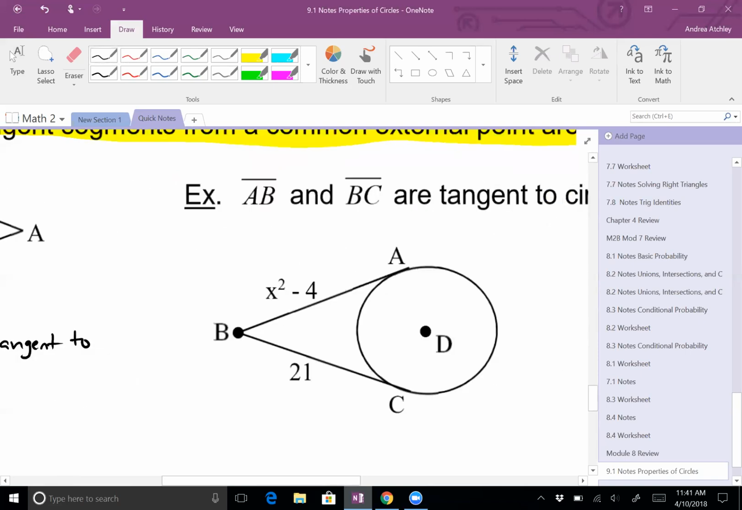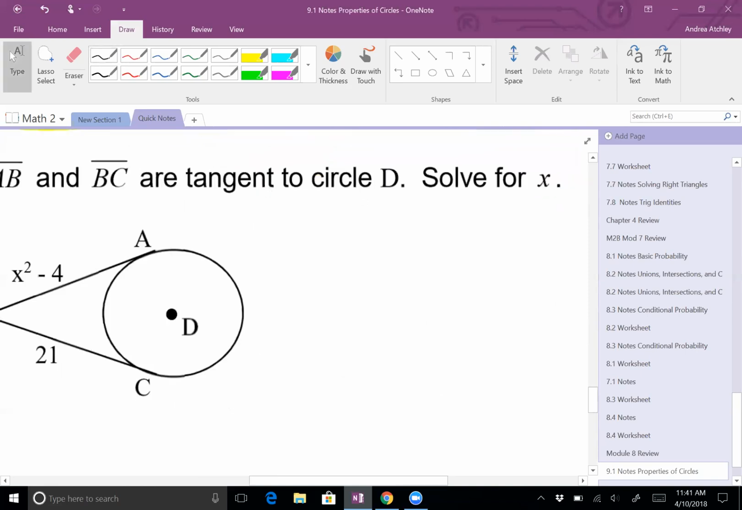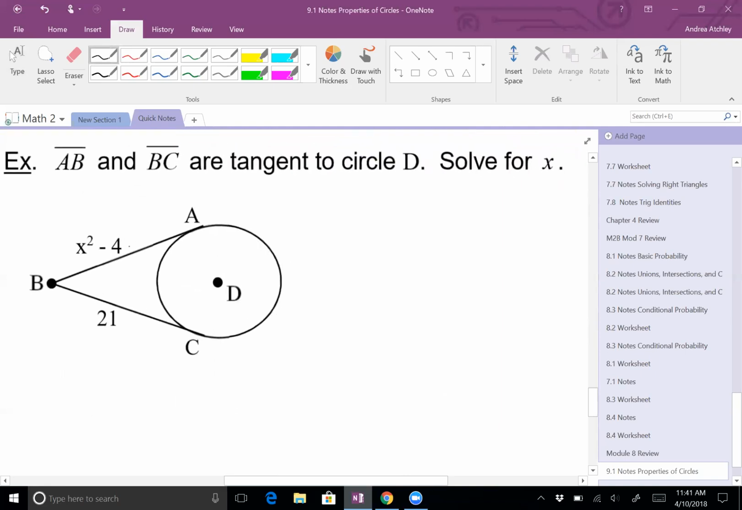Okay, so here they tell you that AB and BC are tangent to circle D. And then it asks you to solve for X. So that means they are congruent to each other. That means they're equal. So X squared minus 4 is equal to 21. You would add 4 to both sides. You would get X squared equals 25. Okay. Get rid of the squared. How do you get rid of a square, class? Very good. Square root both sides.